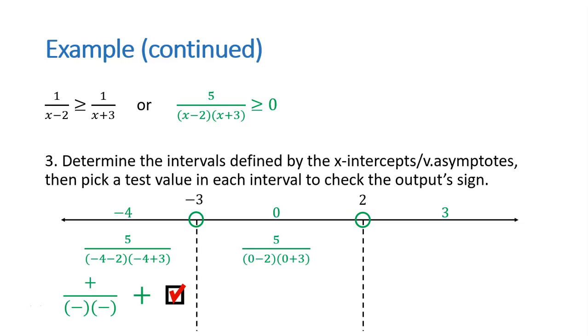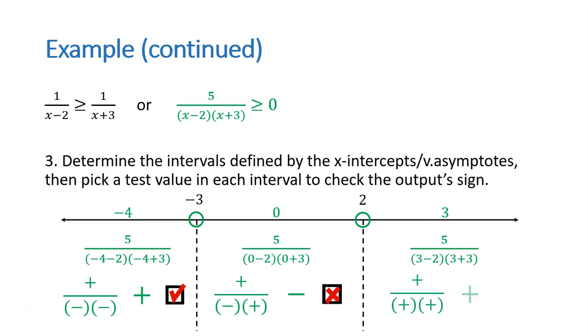Now let's check 0. So 5 is always positive again. 0 minus 2 is negative. 0 plus 3 is positive. So we have a positive divided by a negative times a positive. So the denominator becomes negative. The numerator stays positive. Dividing two opposite signs gives me a negative, which means this interval is not included as part of my solution. And then with 3, 3 minus 2 is positive. 3 plus 3 is also positive. So we have a positive divided by two positives, which gives us a positive output, which means this interval is also part of our solution.